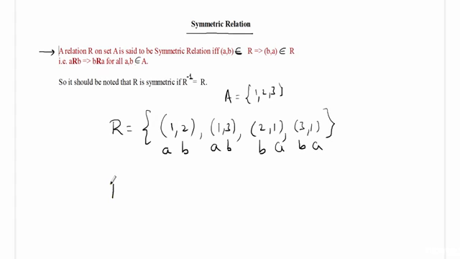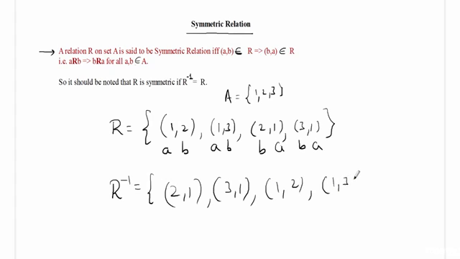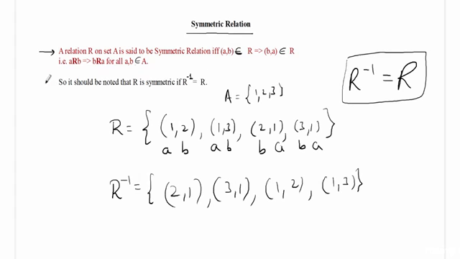Such a relation is called a symmetric relation. If you try to find the R inverse of this relation, in R inverse we reverse everything. So this will be written as (2, 1), this as (3, 1), this as (1, 2), and this as (1, 3). You can see that for a symmetric relation, R inverse will always be equal to R. Another thing you can say is that a relation R is symmetric if its inverse is equal to the relation R itself. Make sense, guys?